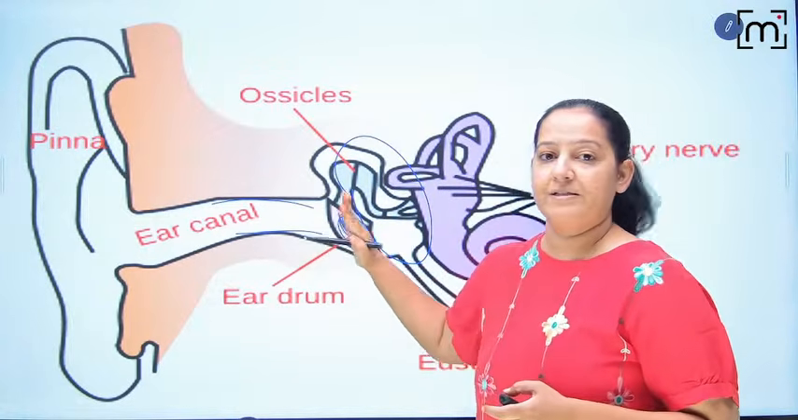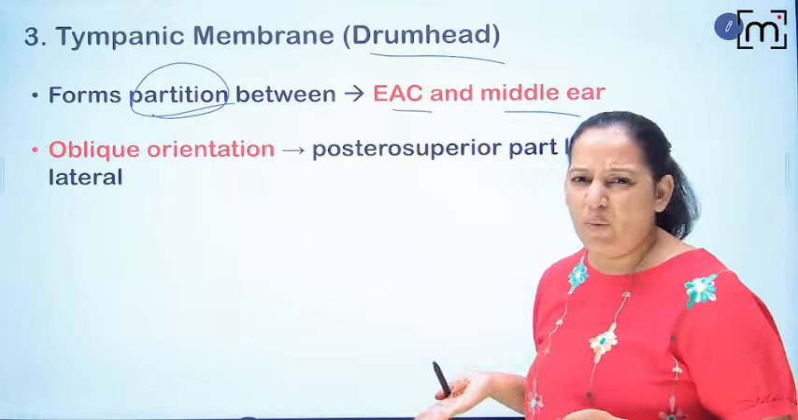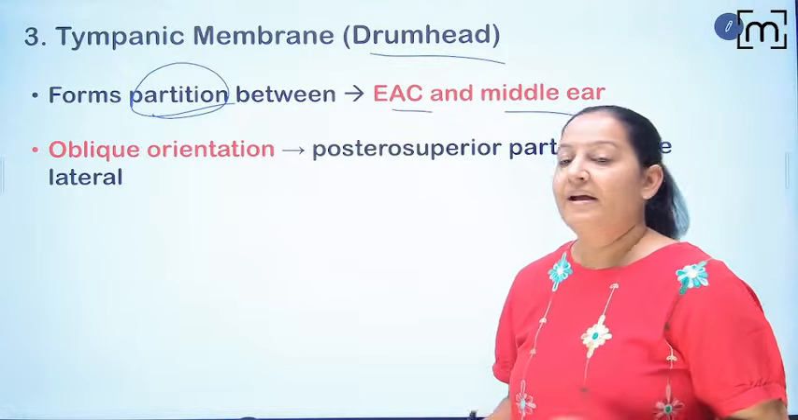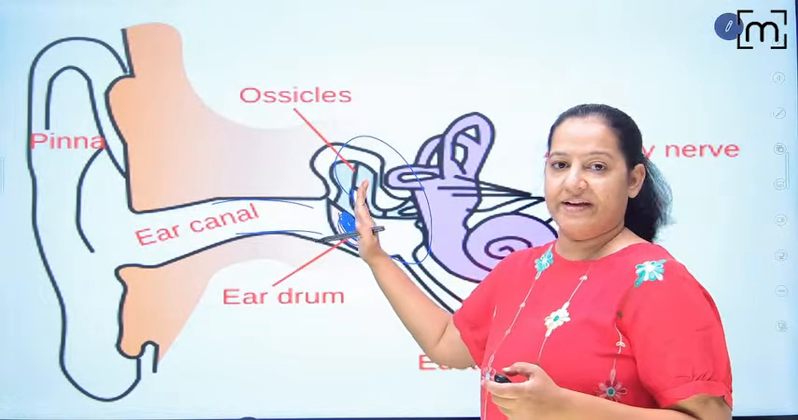This is external auditory canal. So it's forming a partition between external auditory canal and the middle ear. No need to learn. You have to understand everything. And it's oblique. It's not straight. You can't see it's straight. No, it's not straight. It's like this.